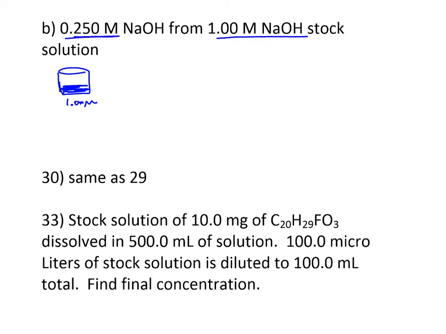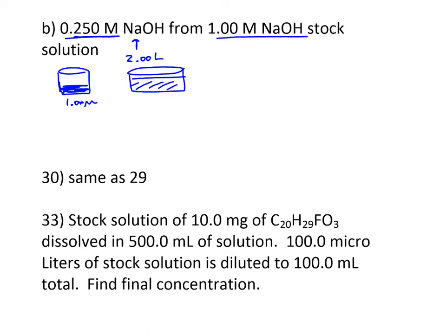And in part B, you're trying to make still the same volume as before. Sorry, 2 liters. You want to make 2 liters of this. So this is like we did in class. You want to take this and then make a 2-liter container, and it's going to be less concentrated.